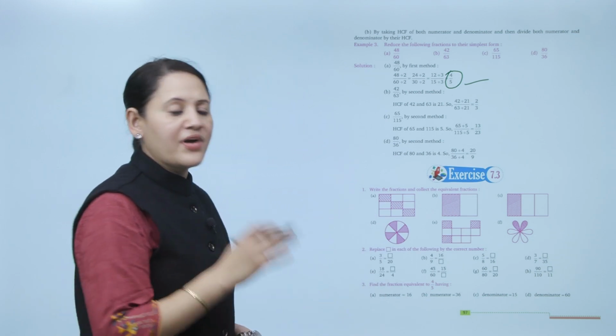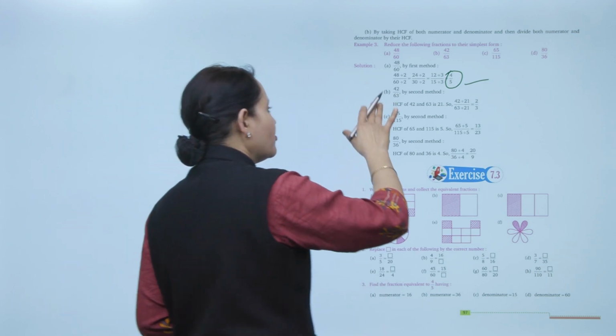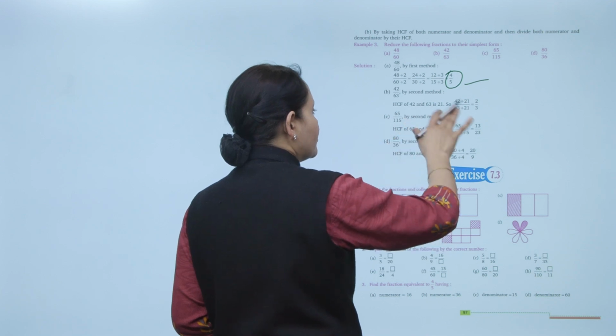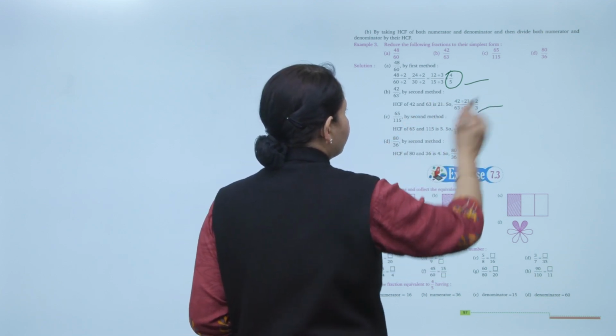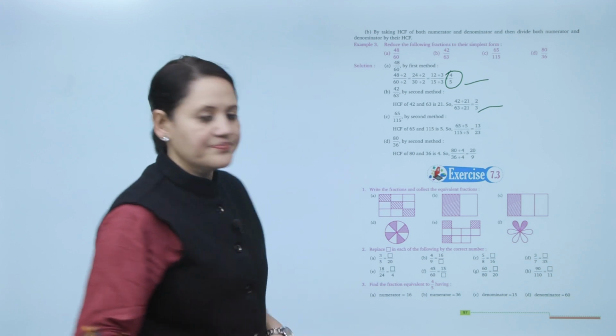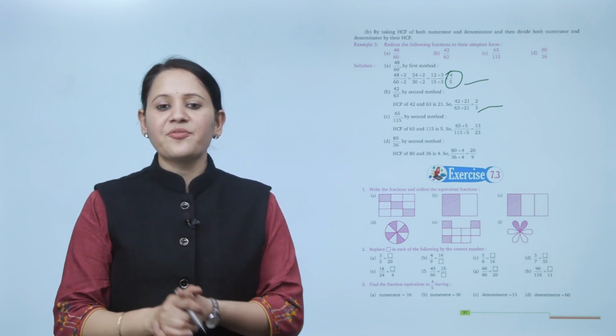The second method is we'll divide by their HCF. The HCF of 42 and 63 is 21. So divide both numbers by 21, we will get 2/3. Clear? Next is exercise 7.3.